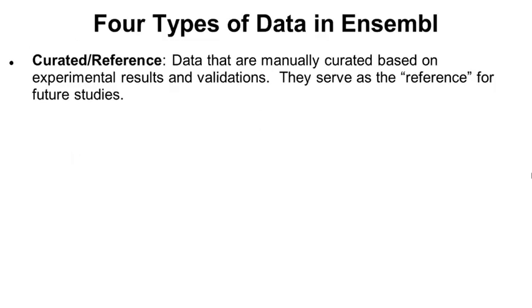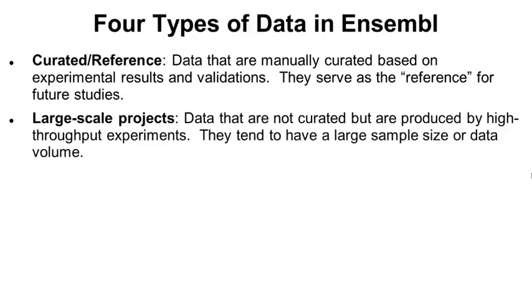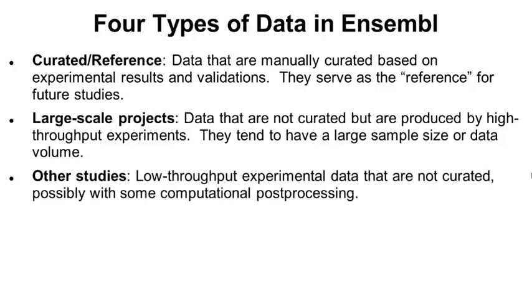There are 4 types of data in Ensembl. Curated data are manually curated based on experimental results and validations. They serve as the reference for future studies. Large-scale projects contain data that are not curated but are produced by high-throughput experiments. They tend to have a large sample size or data volume. Other studies include uncurated low-throughput experimental data, possibly with some computational post-processing.